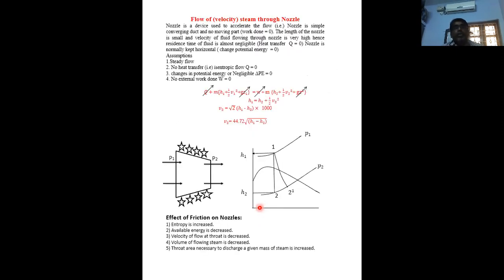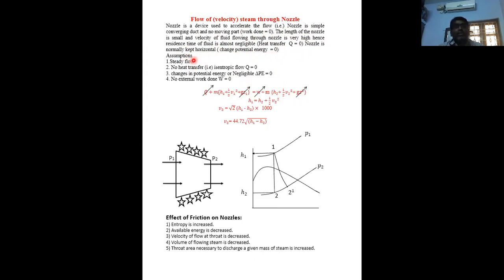Next slide. In this slide we discuss steam flow through a nozzle. First of all, we should analyze the steady flow energy equation, or Bernoulli's equation, or conservation of mass. The nozzle is a device to accelerate the flow. The nozzle is a simple converging duct and there is no moving part, so the work done is zero. The length of the nozzle is small and the velocity of the fluid is very high, hence the residence time of the fluid is almost negligible, so the heat transfer is zero. The nozzle is normally kept horizontal, so the potential energy is also zero.